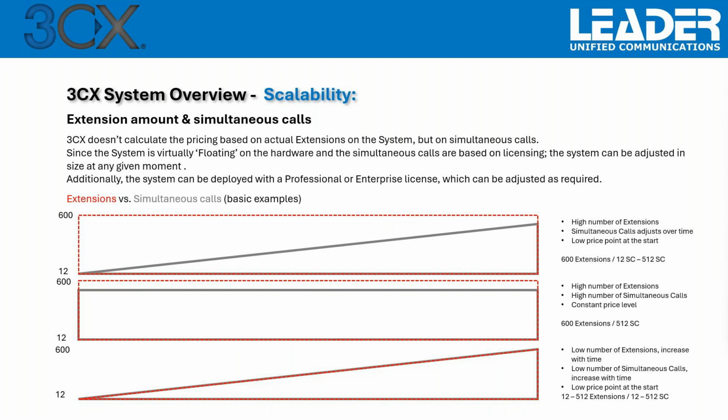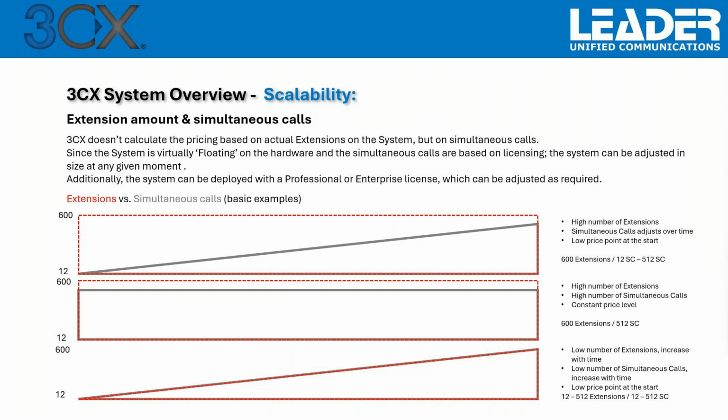The system in the end is virtually floating on the hardware since it is a software PBX, and we enable the features based on the licensing. We can have a professional license, and at some point we might need a feature that is on an enterprise license. Then we upgrade to enterprise, and from that moment on we have an enterprise key. We can use the same key; we just change that in the backend. It's 3CX who changes that in the backend.